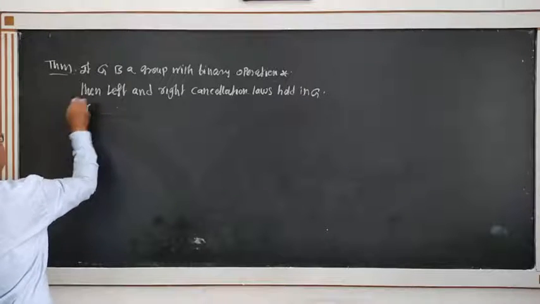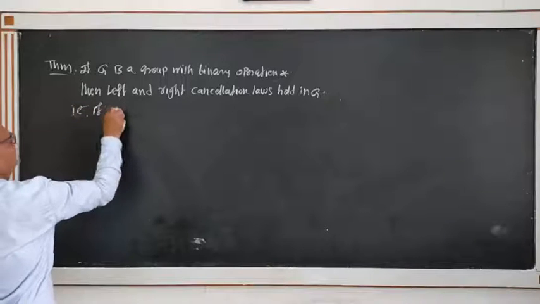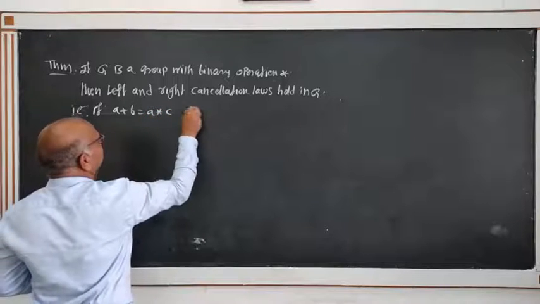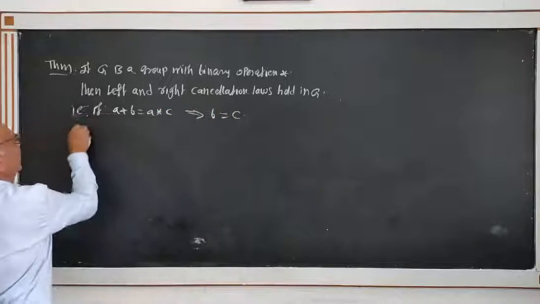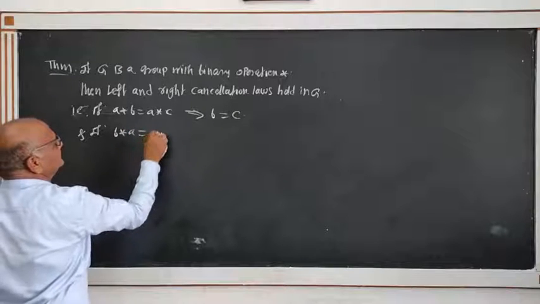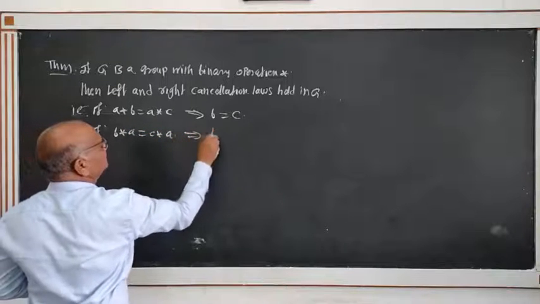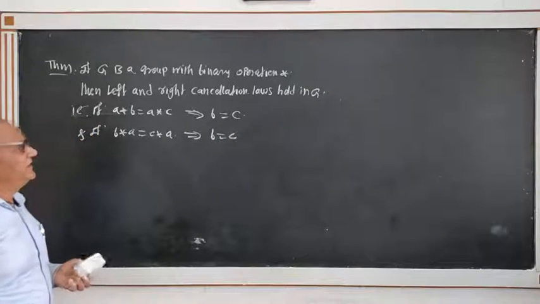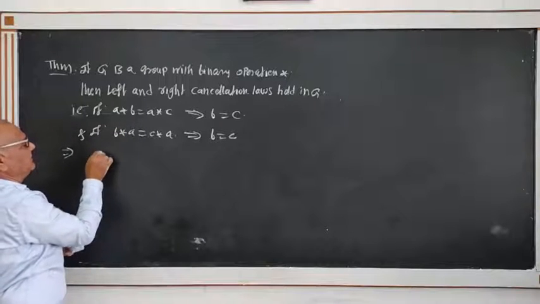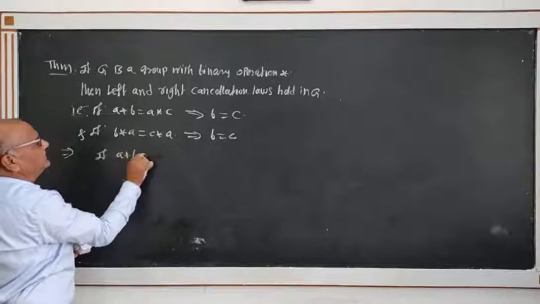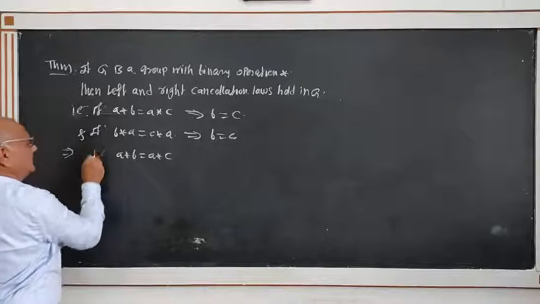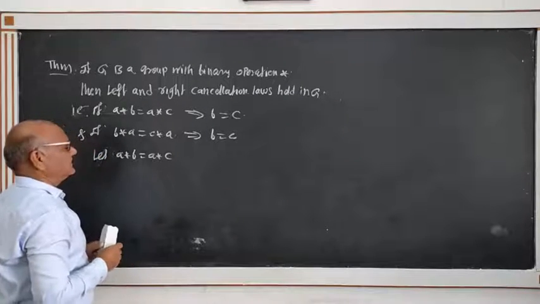That means if A star B is equal to A star C implies B is equal to C, and if B star A is equal to C star A implies B is equal to C. Here, suppose A star B is equal to A star C.